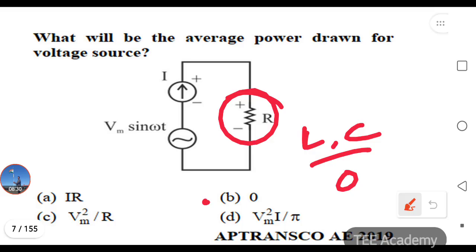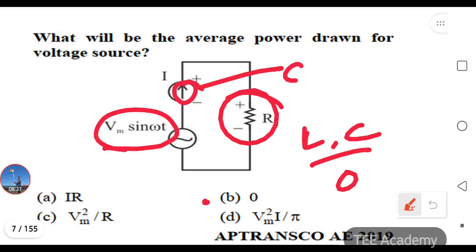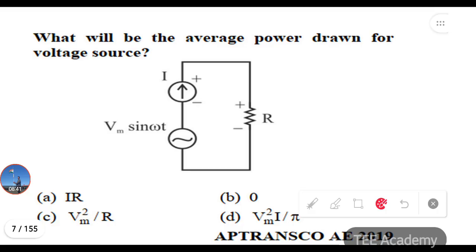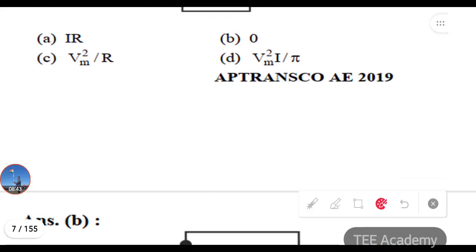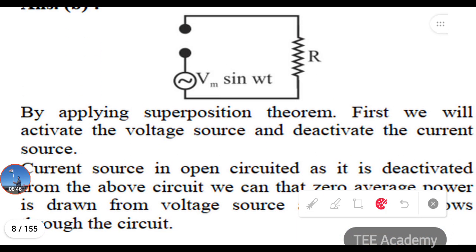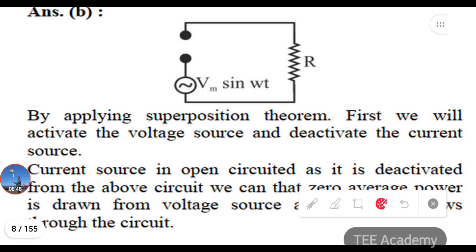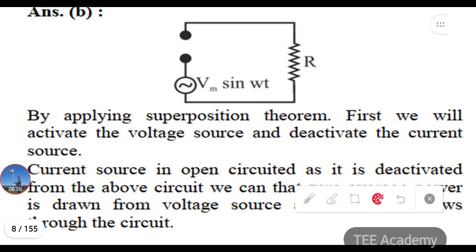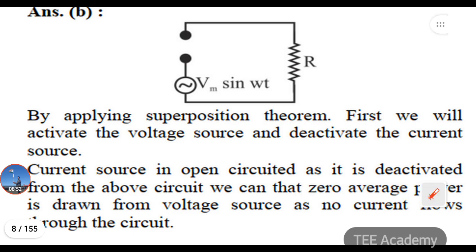But observe, the tricky part of the question is that they gave Vm sin omega t in series with a current source. So there is a current source here. What the current source will do, when you are following the superposition principle, I will explain. By applying the superposition theorem, first we will eliminate one source. So we eliminate the current source here and use only the voltage source. Why? Because the area of interest in the question is the voltage source.